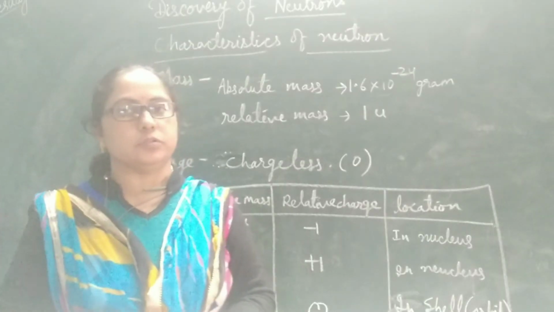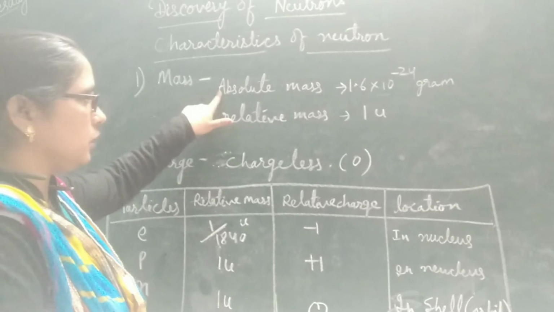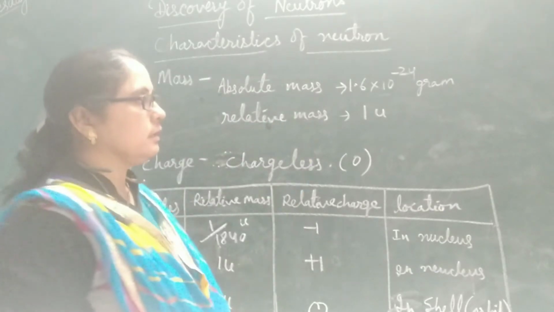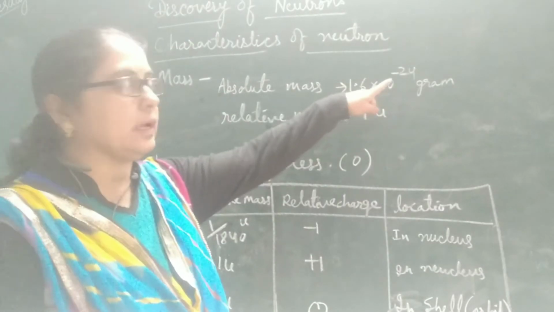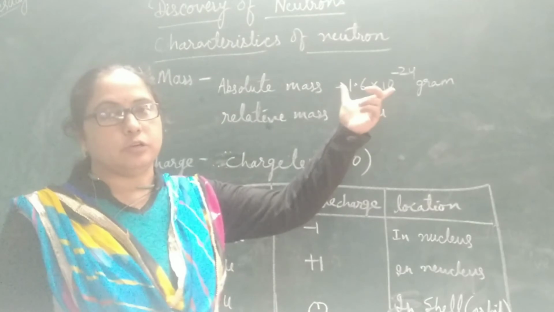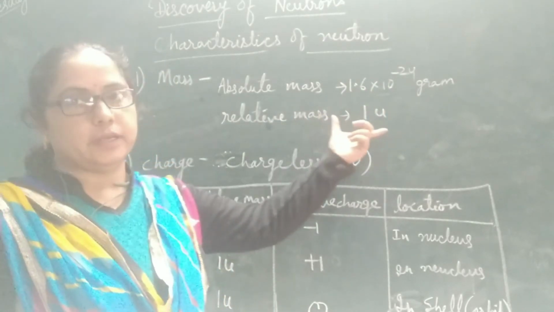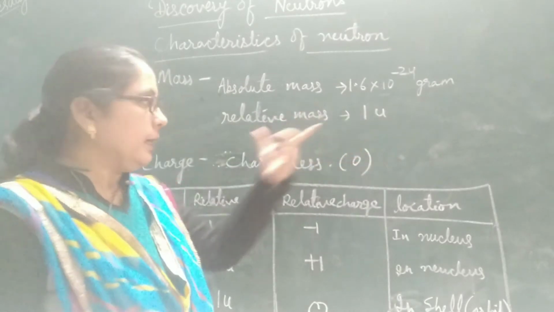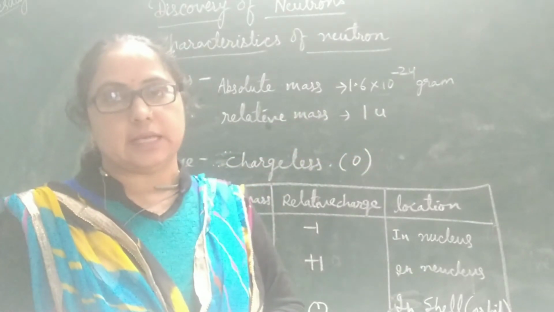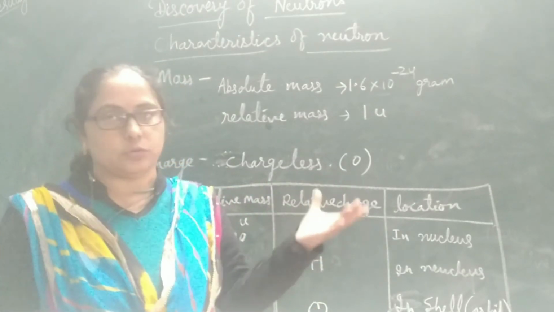Characteristics of neutrons. Mass of neutron: one is absolute mass and one is relative mass. The absolute mass of a neutron is 1.6 × 10^-24 gram, which is equivalent to the absolute mass of a proton. And their relative mass is also 1 unit, like the proton. If we are talking about their charge, the neutron does not carry any charge, neither positive nor negative. It is chargeless, meaning zero charge.